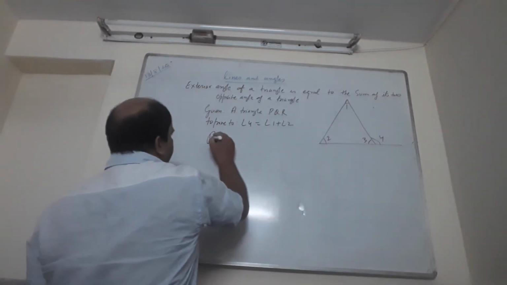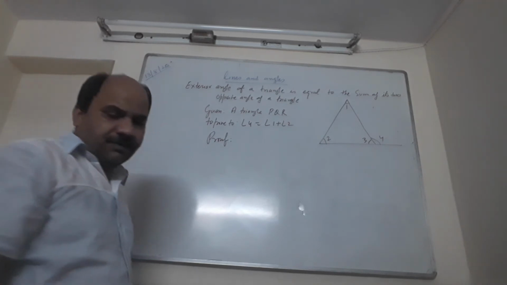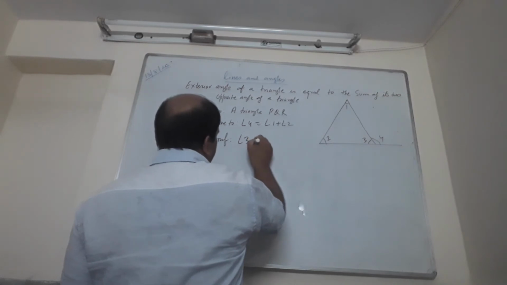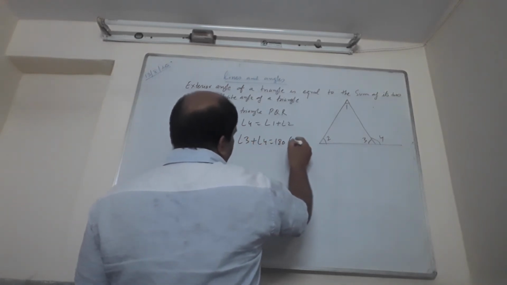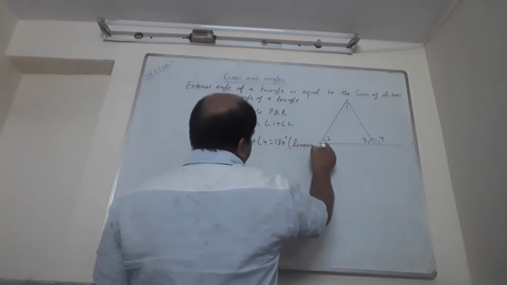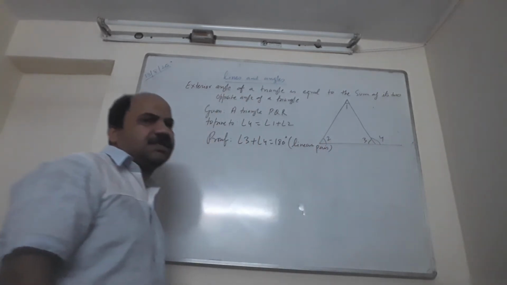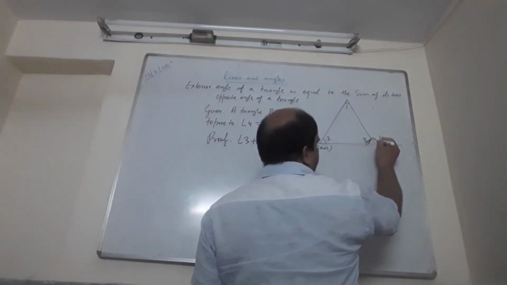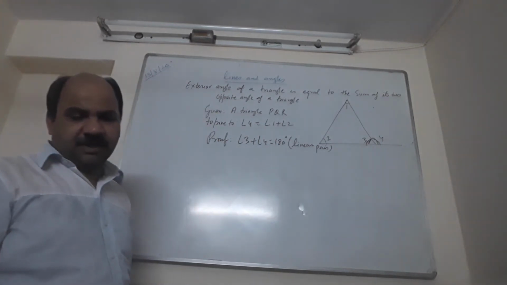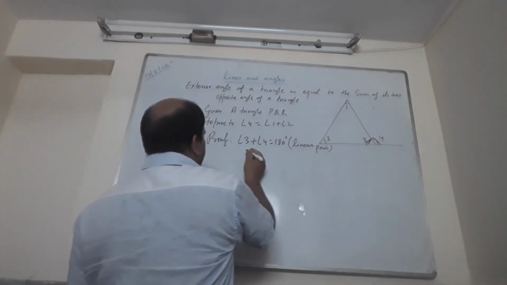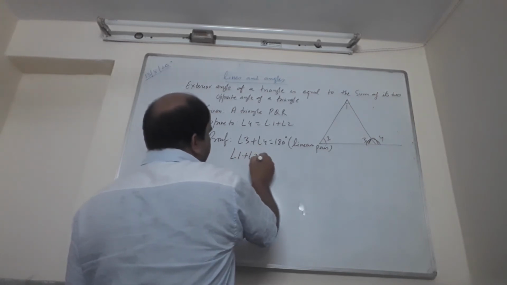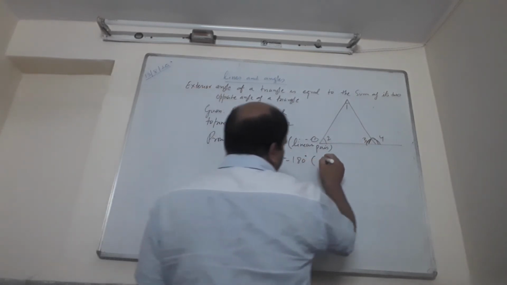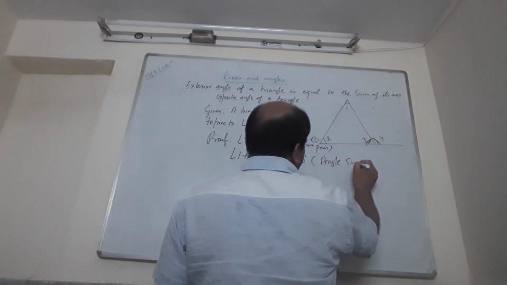So write down here proof. First of all we can write angle 3 plus angle 4 equal to 180 degrees. Why? Because of linear pair. The first statement we can write is angle 3 plus angle 4 is equal to 180 degrees because of linear pair. And we can also write angle 1 plus angle 2 plus angle 3 equal to 180 degrees. Why? By angle sum property.